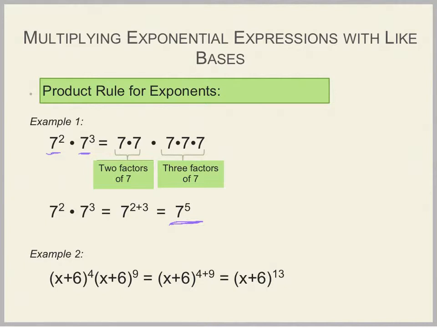the 5th. We can do the same thing no matter what our base is. As long as that base is the same, we can add those exponents. So (x plus 6) to the 4th times (x plus 6) to the 9th equals (x plus 6) to the 13th.